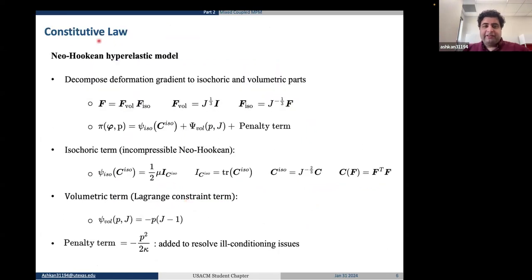Okay, the constitutive equation which we use is the Neo-Hookean hyperelastic model. It decomposes the deformation gradient into isochoric and volumetric parts.